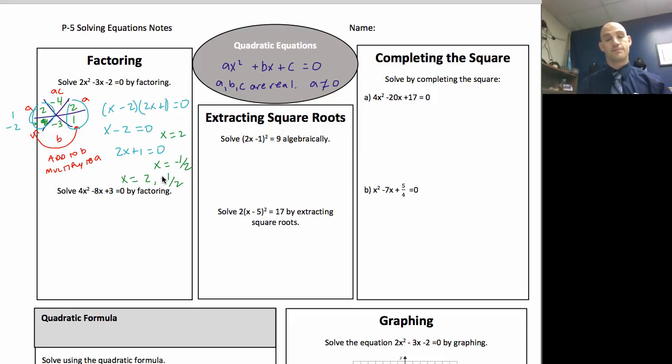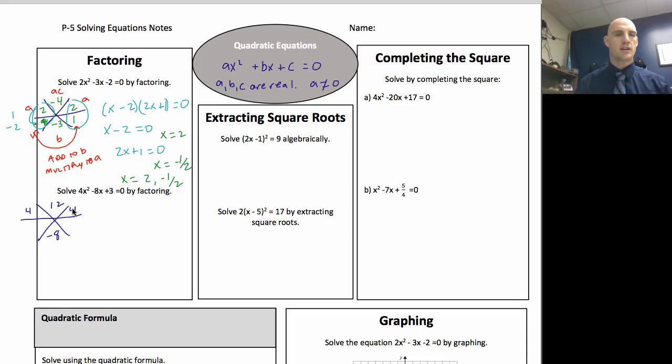Here's what I'd like for you to do. Try the next example. You can pause the video, try it, and then when you come back, I'm going to explain it to you. All right, so here we go. Again, I'm going to use the asterisk method here. On top goes ac, so on top is 12. On the bottom is going to go my coefficient b, so -8. Over here is a, here's also a.